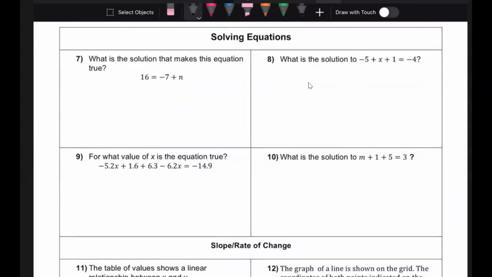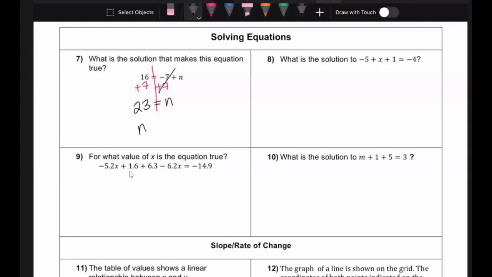Solving equations is the last section we'll go over for part 1 of the video, because it all kind of goes together. So what is the solution that makes this equation true? So if I look at this, I know that for solving equations, it's kind of reverse PEMDAS, because you want to do the opposite. You want to get n by itself. So we want to get rid of this minus 7. Well, to get rid of a minus 7, I'm going to add 7. And what I do to one side, I must do to the other. So they cancel out. You get n equals 16 plus 7, which is 23.